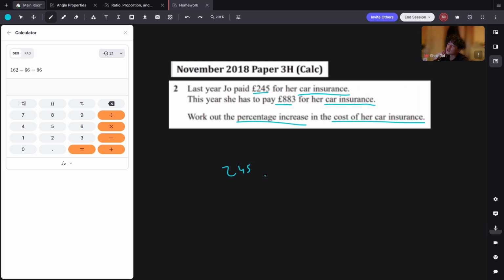But anyway, work out the percentage increase in the cost of her car insurance. So £245 to £883 is a steep increase, but it's not unrealistic. So we have £245. What happens to this?